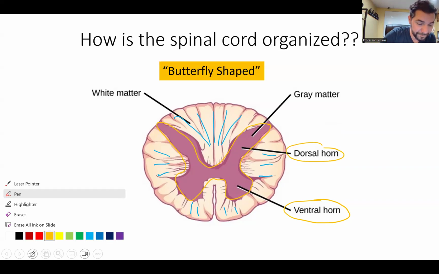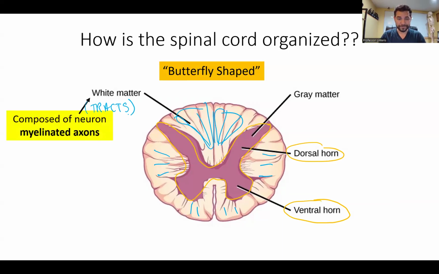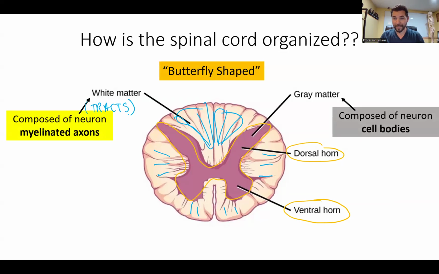The columns are the white matter. So if we want to send a message up or down the spinal cord, it's going to travel through the white matter. The white matter are our axons. Most of them are myelinated. And this is also where we will find something called the tracts, which are sensory and motor pathways that will deliver messages up and down the spinal cord, respectively. So important. There you go.